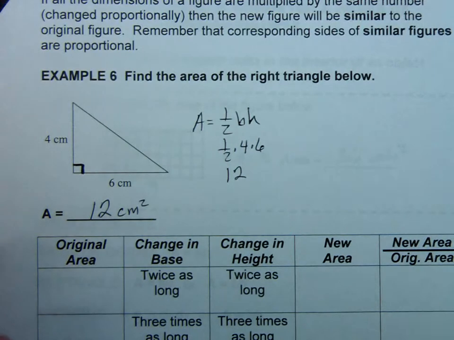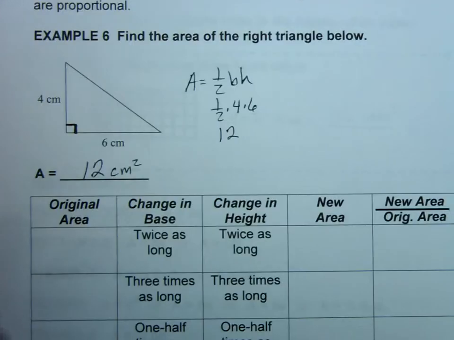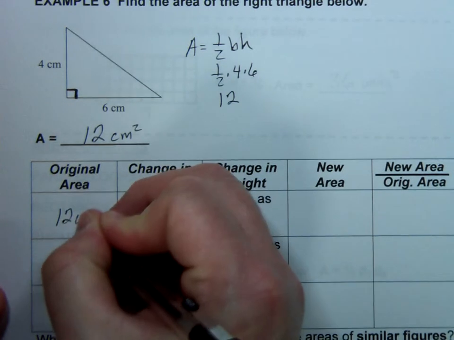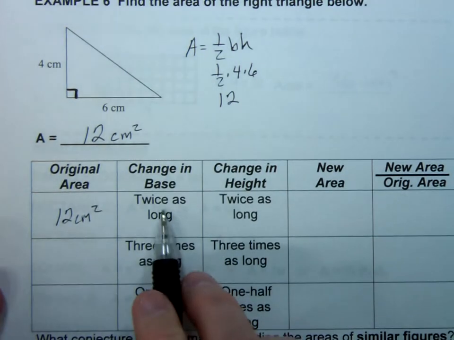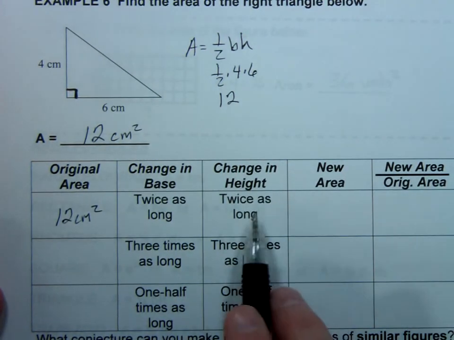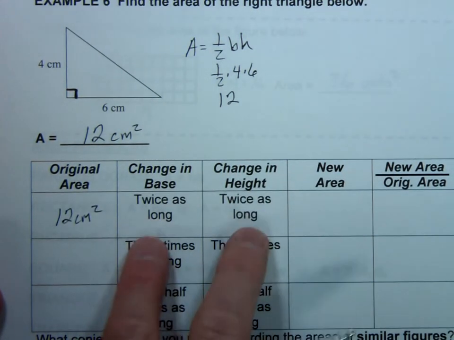Alright, let's find out what happens as we change the dimensions. So the original area is 12 centimeters squared. Let's change the base and make it twice as long. And let's change the height and make it twice as long. So they're both being multiplied by the same thing.